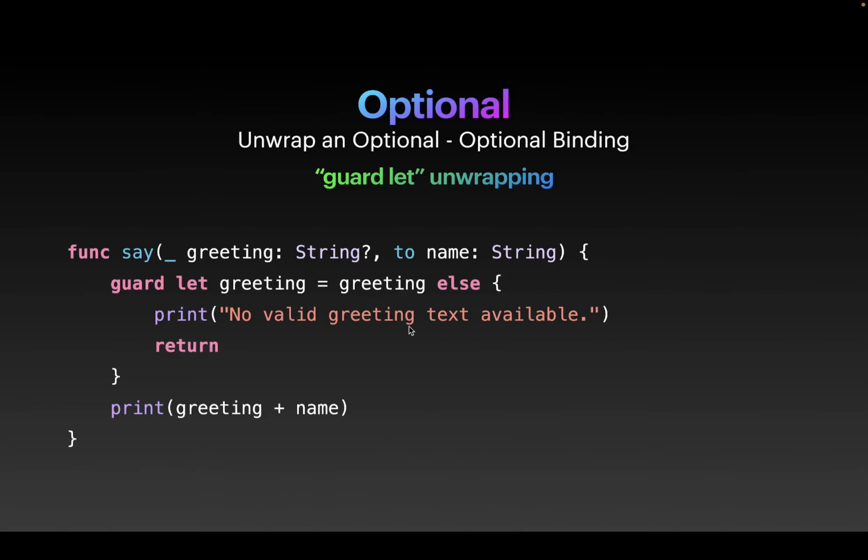And if there's some valid data contained in the optional greeting variable, you just assign it to this one, and in the rest of this code, this string greeting is going to be available throughout the entire scope of this function. So you can use this thing here. So there are two different styles to unwrap a value by using optional binding.